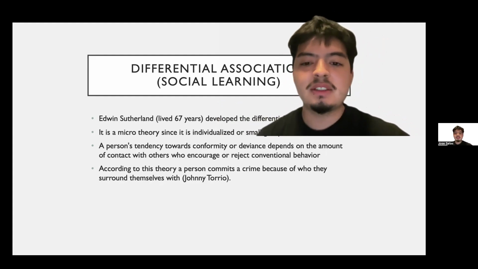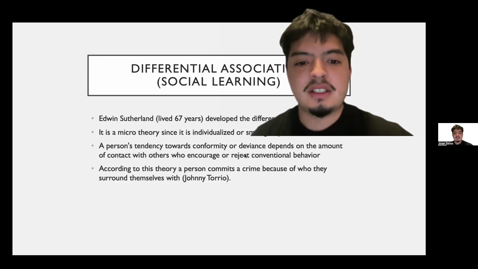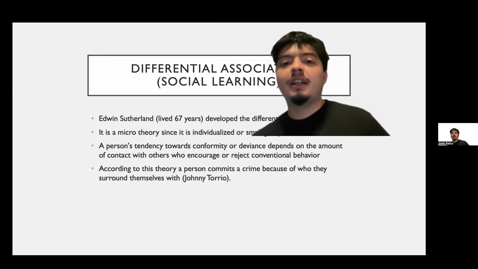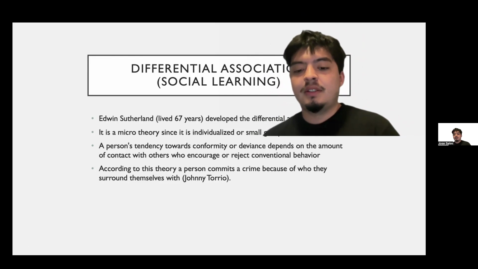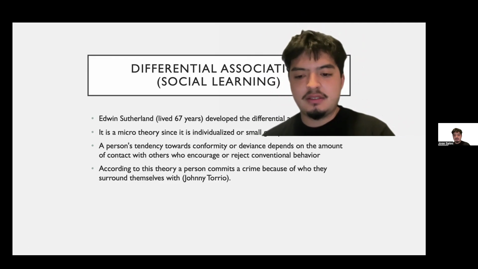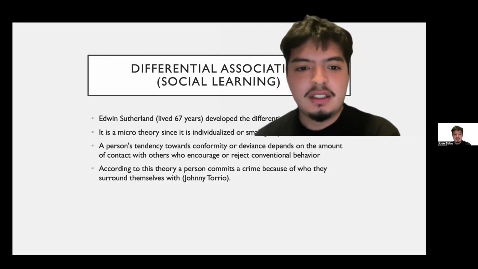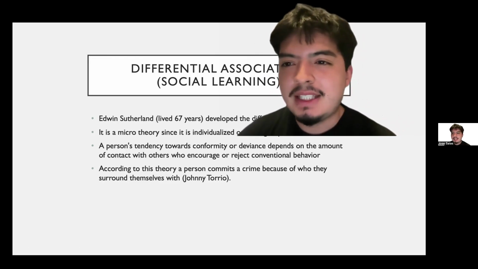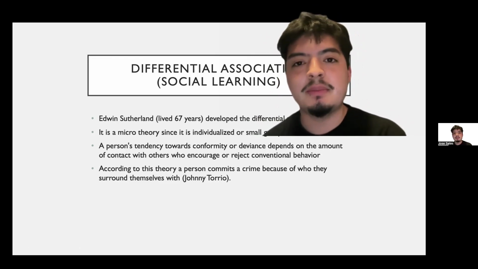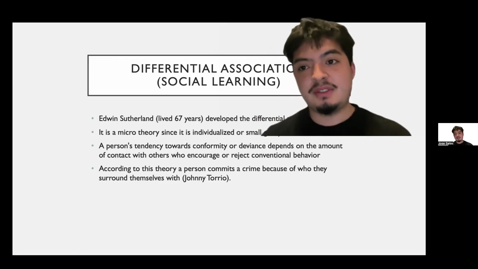According to this theory, a person commits a crime because of who they surround themselves with, and right here it's Johnny Torrio. Now, Johnny Torrio was the leader of the Chicago outfit, and he took Al Capone on as a sort of prodigy. I believe he got shot and he couldn't be the leader anymore. So he stepped down, he retired, and he gave all of the power to Al Capone.